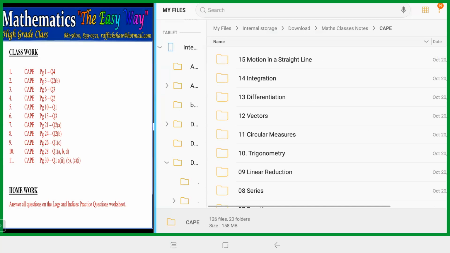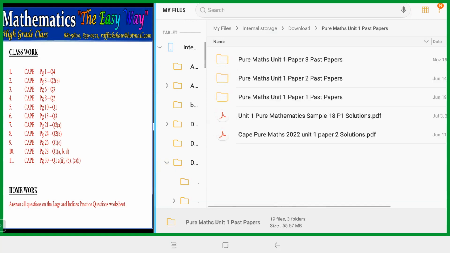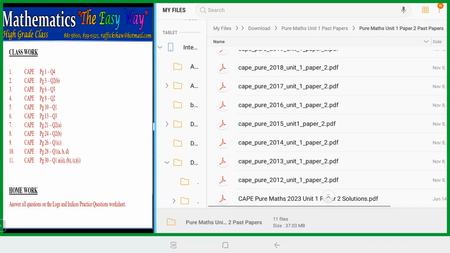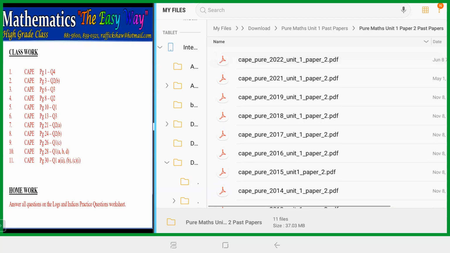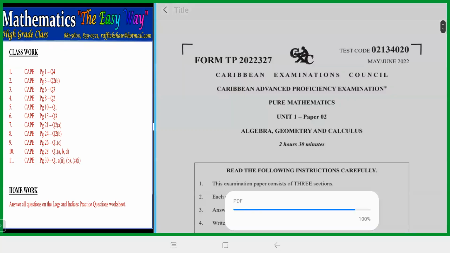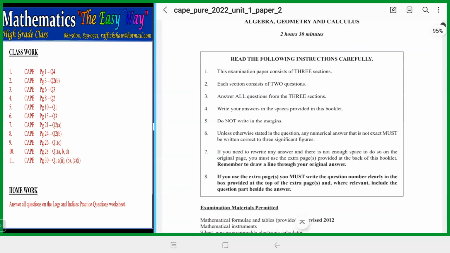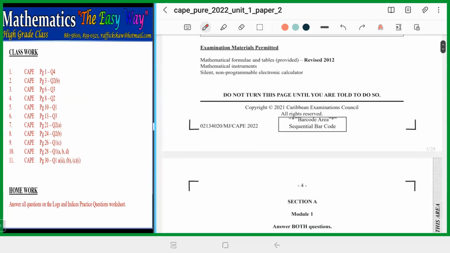Looking at a past paper for logs, I'm going to show you the easy stuff. Pure Maths past paper. Let's go. Paper 2, let's look at 2022. If we can do the CAPE, we can do the CSEC. CSEC is going to be easier.